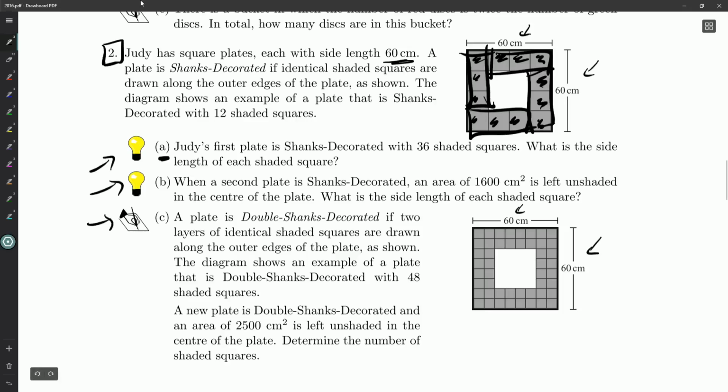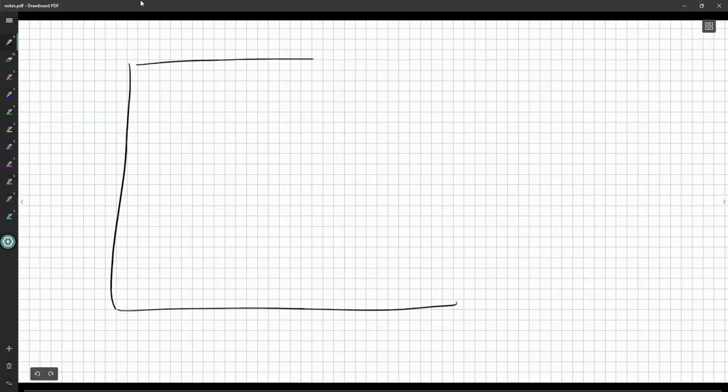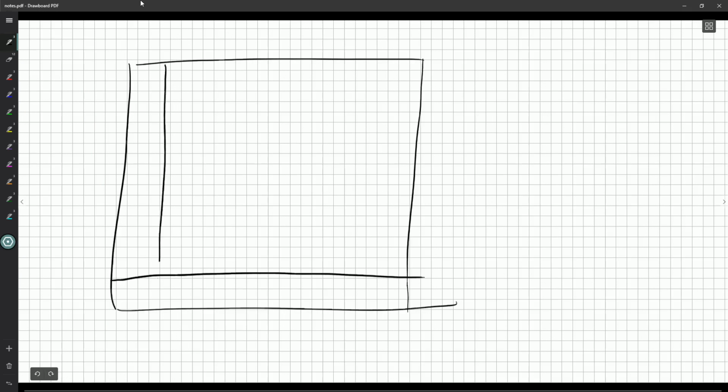Judy's first plate is shanks decorated with 36 shaded squares. What is the side length of each shaded square? Okay. So we can actually perhaps use this grouping technique to figure it out. So we'll get rid of the last question. I can draw a better square than that. Okay. So, we are drawing the squares, but they'll sort of cut the space up and leave sort of a white area in the middle, and there's these shaded squares as they've got them.